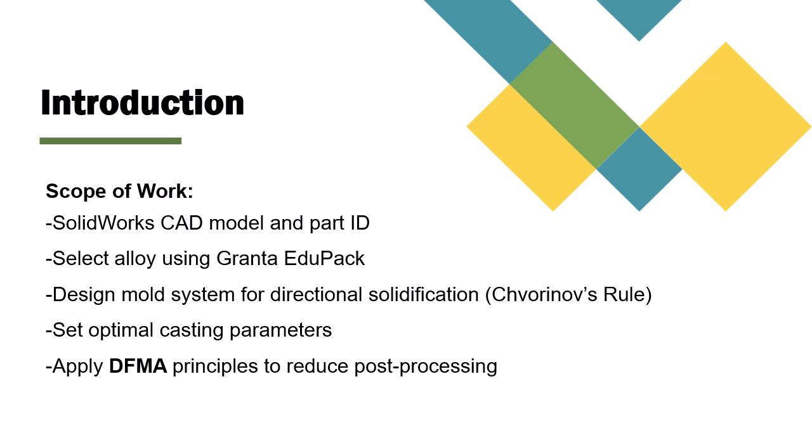We have a few things to consider with that, such as the speed at which it will cool, to allow for our grain growth, because our manufacturing process will affect our grains, which will affect all of our mechanical properties. And of course, through this whole thing, we're applying DFMA principles to reduce post-processing, although with our part, we were not able to completely remove all post-processing.